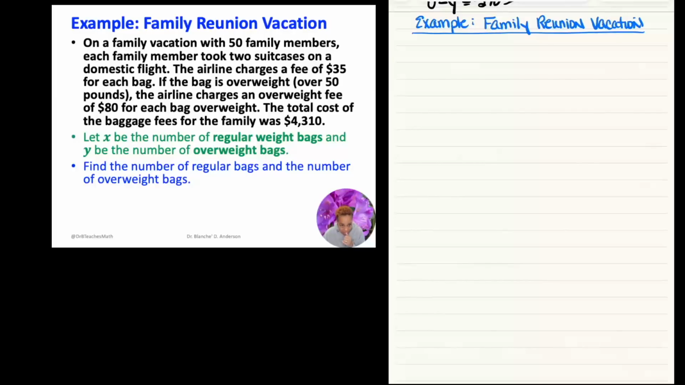Let X be the number of regular weight bags, Y be the number of overweight bags, and then they want you to find the number of regular bags and the number of overweight bags.